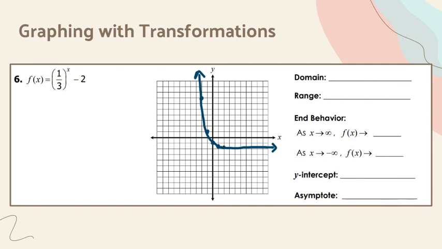So let's go through our characteristics. Our domain, again, is always all real numbers. Our range this time, normally it is y is greater than 0. This time we shifted down 2 units, so y will be greater than -2. On the right side of our graph, our y value approaches -2. On our left side, our arrow points up to positive infinity. Our y-intercept is at 0, -1. That one's actually on our graph this time. And our asymptote, as always, coincides with our range and is at y equals -2.